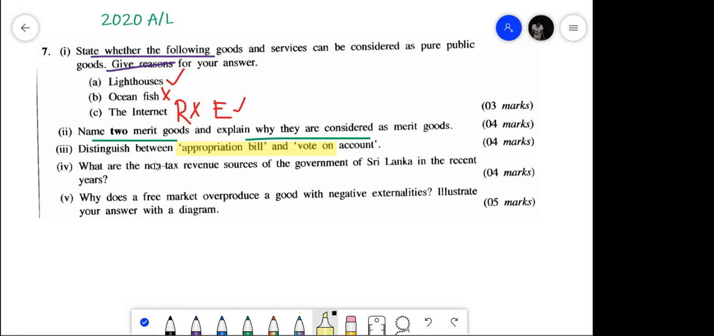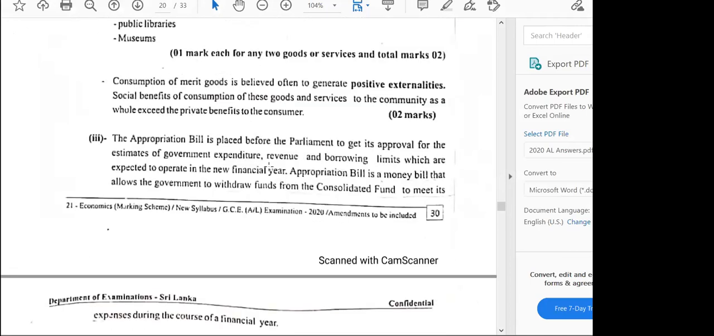Guys, an appropriation bill is a full budget, right? For example, when you say the appropriation bill has been passed, that means the budget has been approved. That's a full budget, an appropriation. Wait, am I explaining something wrong? No, right? Yeah, that's the full budget, right? So an appropriation bill is like the full budget.